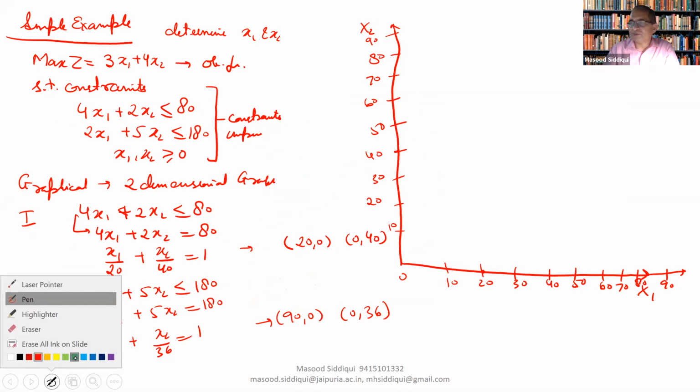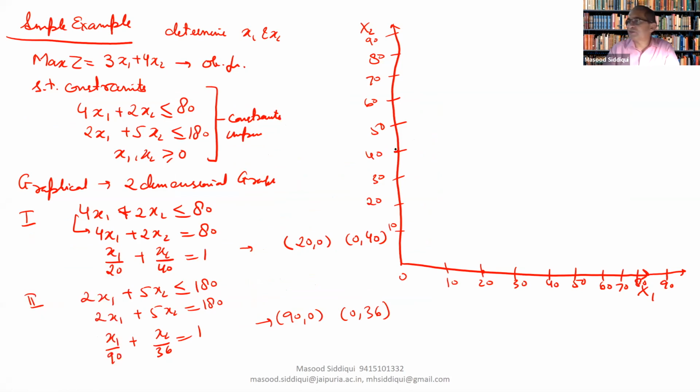Right? Suppose we have drawn a line from these two points. So this is our line number 1. And since this equation has the less than sign, for less than we consider this region. So this is the region that is satisfied if we consider this line.